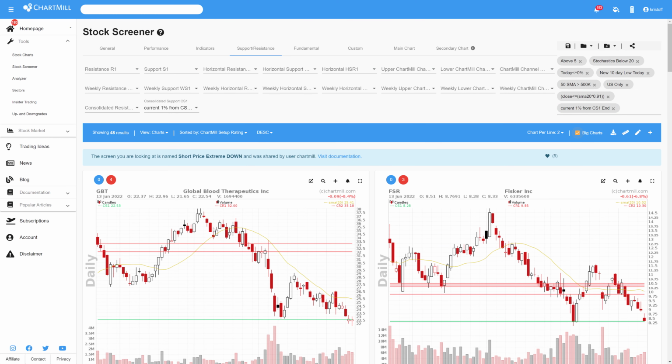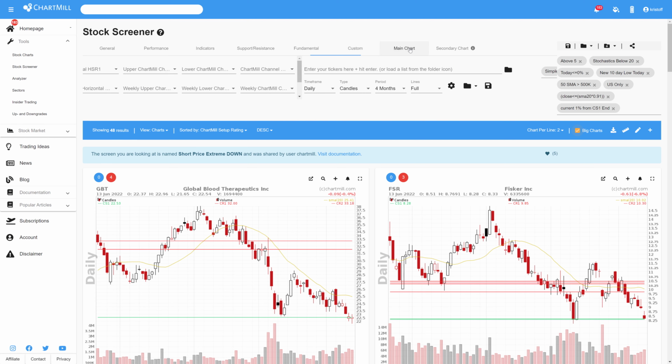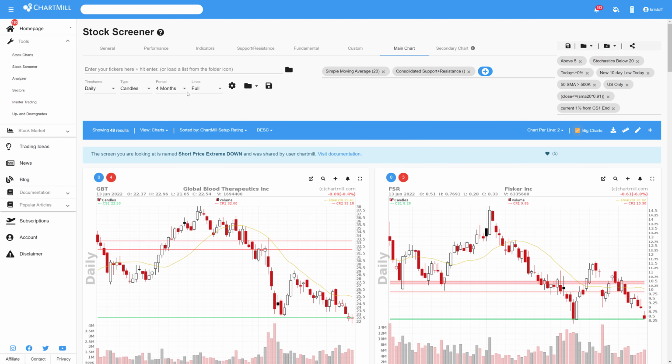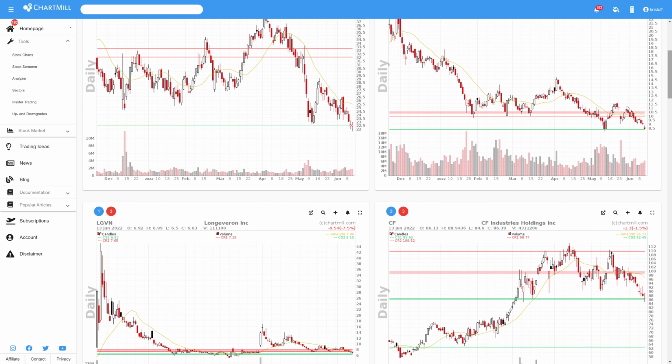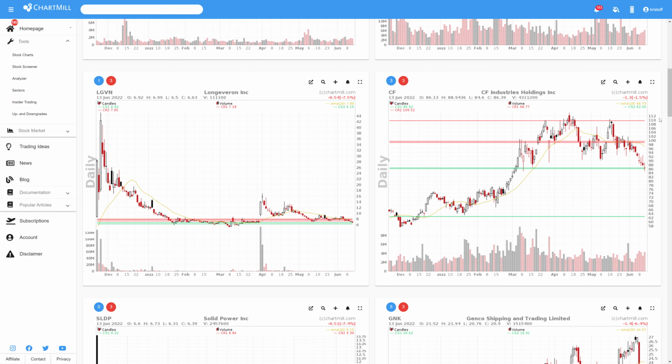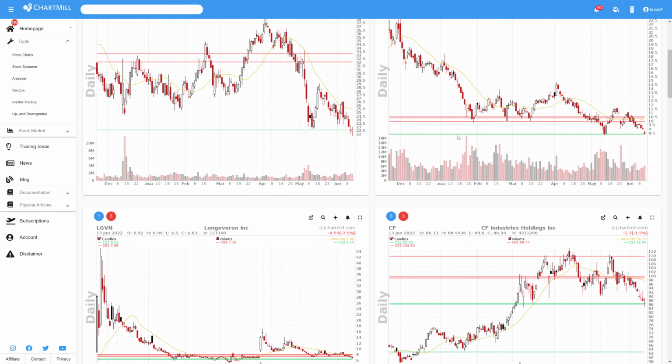I'm going to enlarge the charts a little bit, so main chart. Now it's showing 4 months. I'm going to select best fit. As you can see, for all the stocks, the price is now at a significant support level.